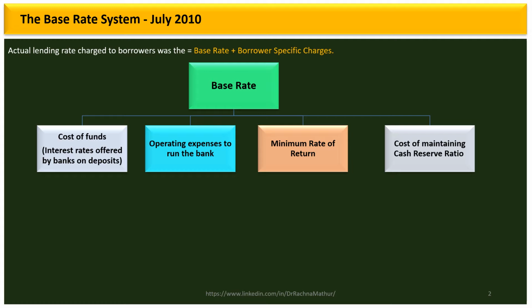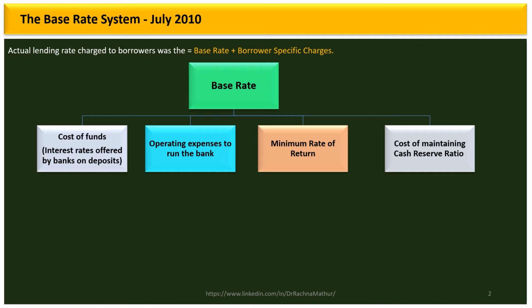Why is it a cost? The cost is because every bank has to keep a certain amount of their demand and time liability with the central bank in the form of cash reserve ratio. So keeping that much money with the central bank means banks have to do business with lesser resources. That is the business of credit creation. So the more the CRR, the lesser the credit creation of the bank. Therefore, a higher CRR is taken as a cost for the banks.